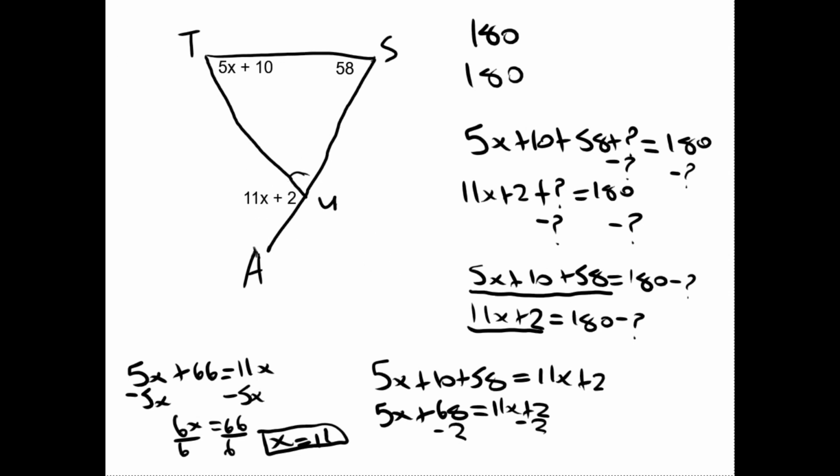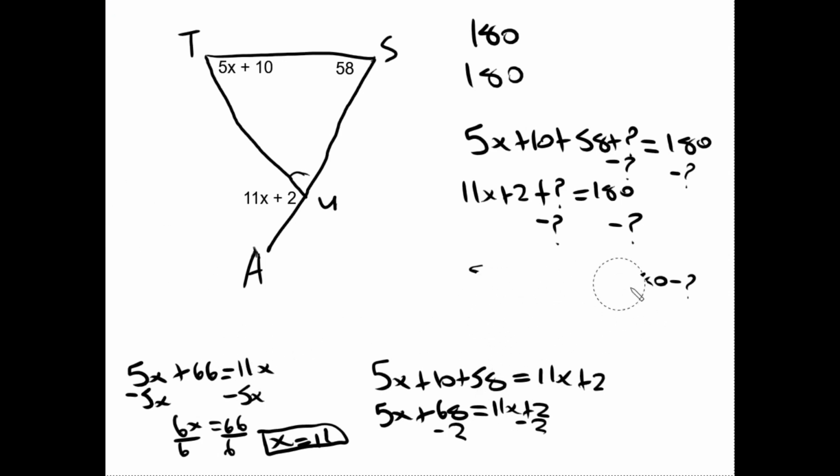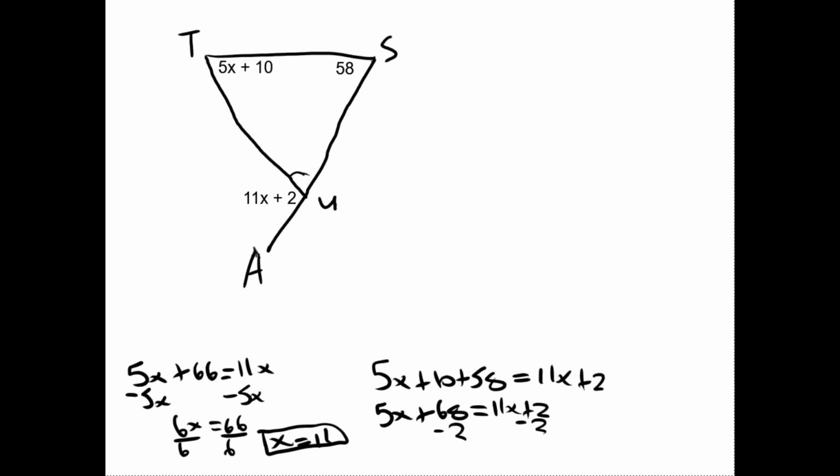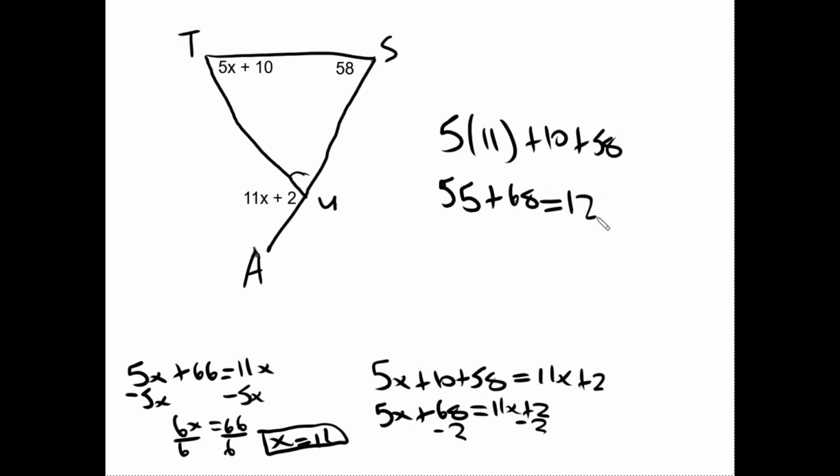So after all of this, we get x equals 11. Next we want to do 5x plus 10 plus 58. Since x equals 11, 5 times 11 plus 10 plus 58, we get 55 plus 68, which equals 123.